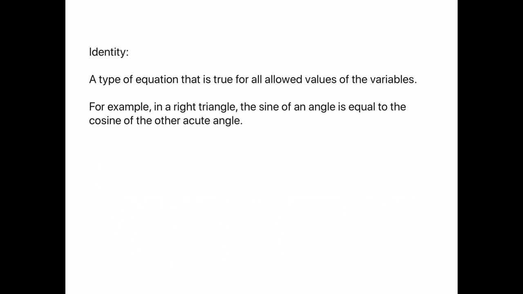Before we move on to the inverses, let's briefly cover the concept of an identity. An identity is an equation that is true for all allowed values of the variables. For example, in a right triangle, the sine of an angle is always equal to the cosine of the other acute angle. We'll go over that a little bit later.